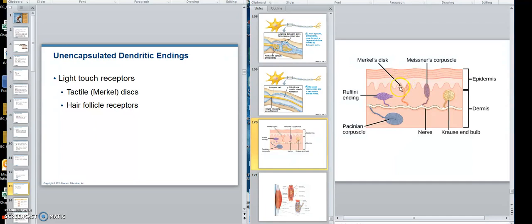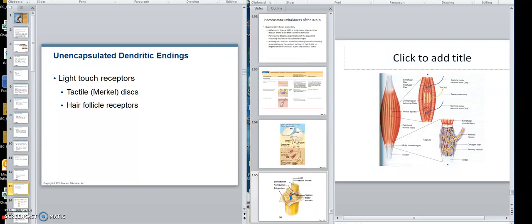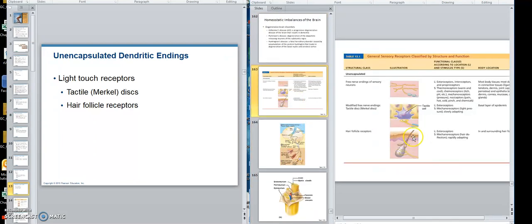Now the Merkel's disc is in the bottom of the epidermis, and here would be a Merkel cell, which is in the dermis. The Merkel's disc would deliver a transmitter substance that would activate for light touch. But if you're in skin that has hair, just bending the hair would activate these spiral nerve endings. So you'd already know a mosquito stepped on you.